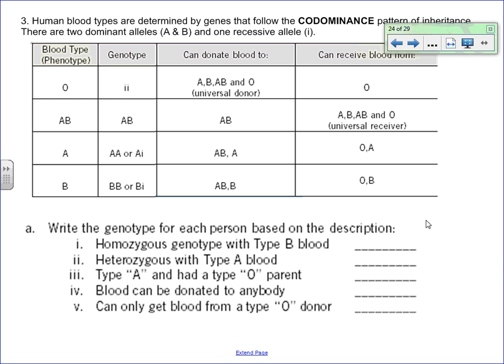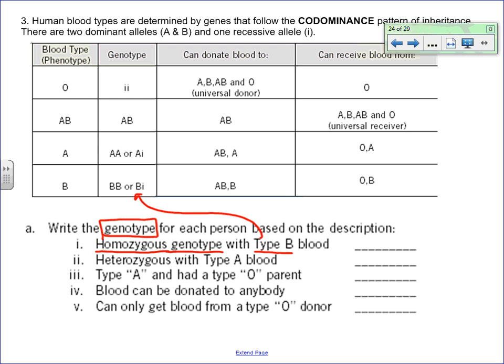We're going to go through 3A together, at least the first part. 3A says, write the genotype for each person based on the description. So if we start with A, it says you are homozygous. Now, if you remember, heterozygous means different. Your two alleles are different. With type B blood.